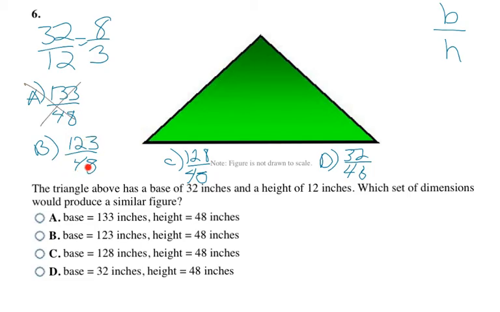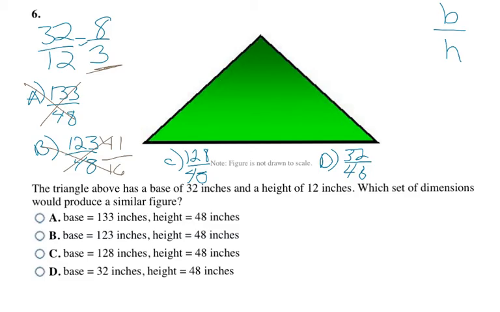Now with B, I can take a 3 out of each of those, and when I divide 123 by 3, that leaves me with 41, and 48 divided by 3 is 16. I can't reduce that any further. That's not the 8/3 that I'm looking for, so it can't be B.